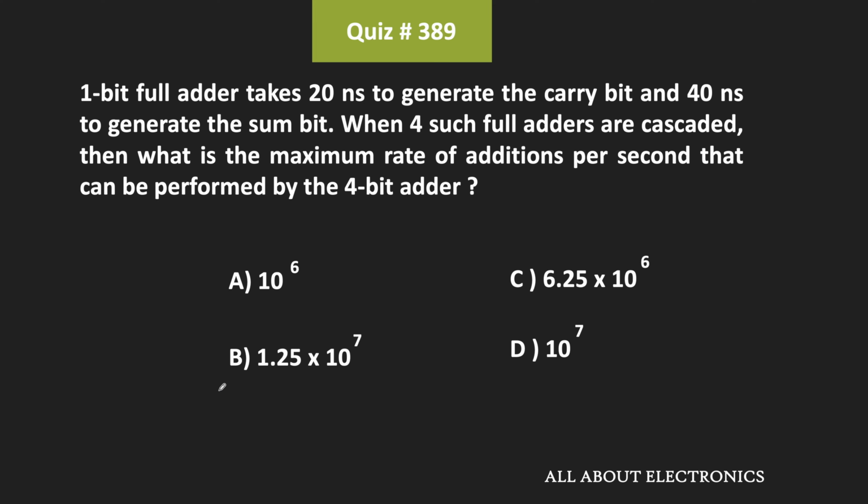In this example, we have been given that the 1-bit full adder takes 20 nanoseconds to generate the carry bit and it takes 40 nanoseconds to generate the sum bit. And here, by cascading 4 such 1-bit adders, the 4-bit adder has been designed. We have been asked to find the maximum rate at which this 4-bit adder can perform the additions.